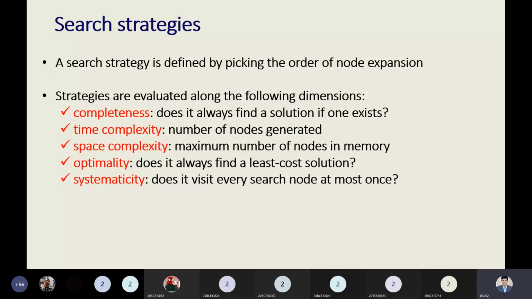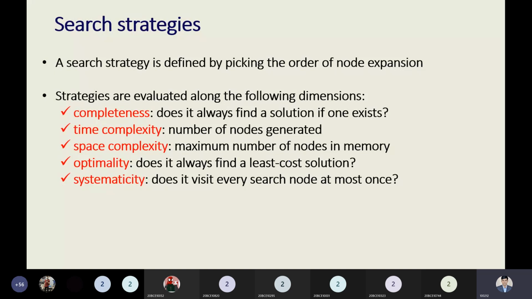Is it possible to always find a good solution, and does one exist or not? If a solution exists, is it a good solution or not? Completeness is telling us this, because there could be n possible solutions. Time complexity and space complexity we already know and have discussed, so I'm not taking much time on these two points.